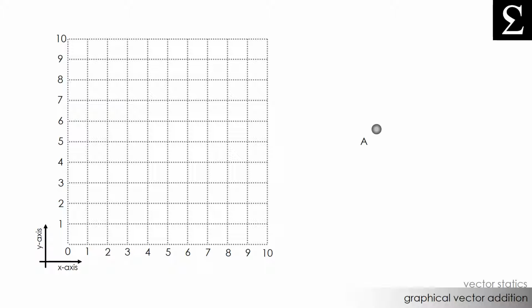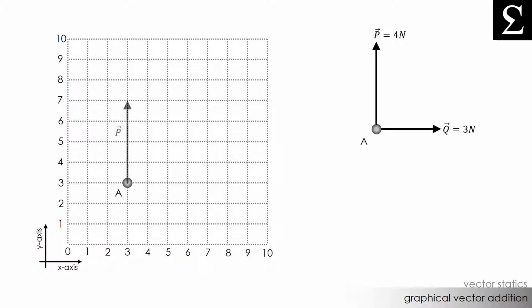For an example, let's say that we have forces P and Q acting on particle A. The magnitude of force P is 4 newtons vertically, and the magnitude of force Q is 3 newtons to the right. We want to add these force vectors together and determine the resultant force acting on particle A. So let's use the triangle rule and do this.